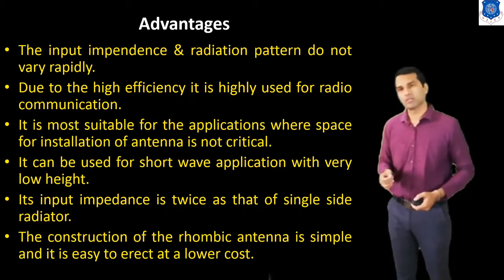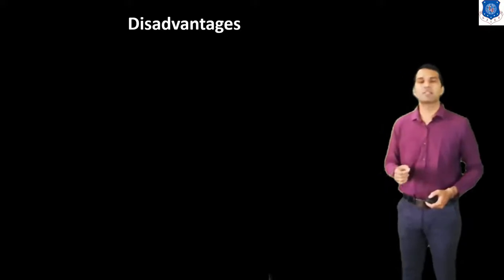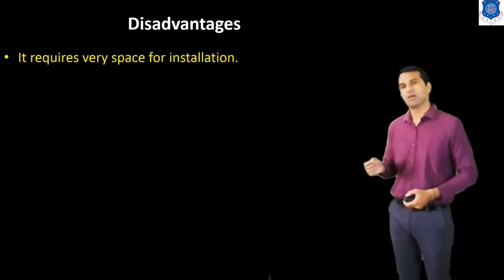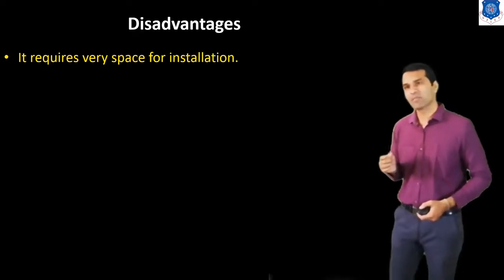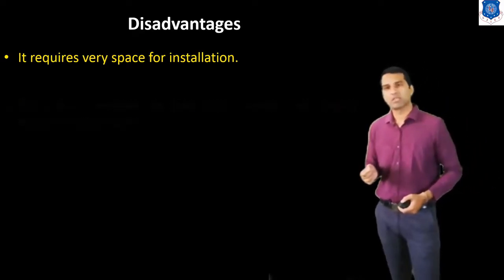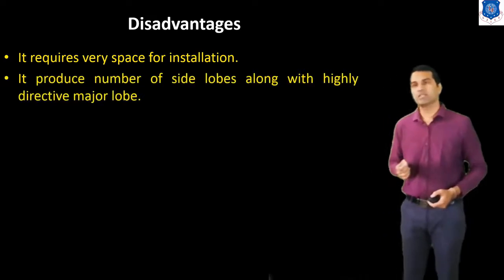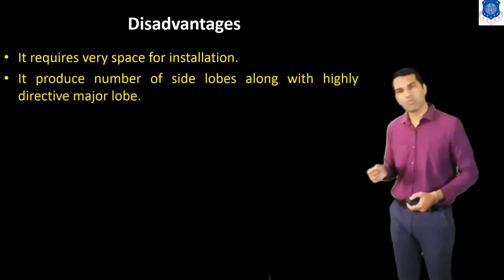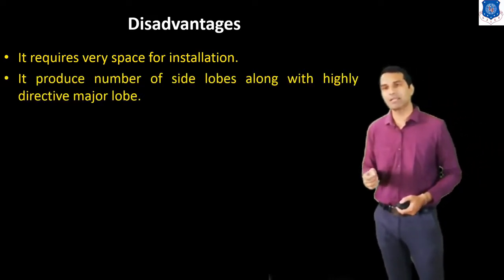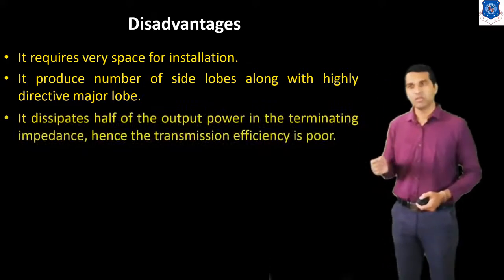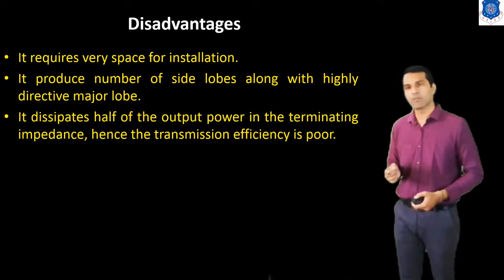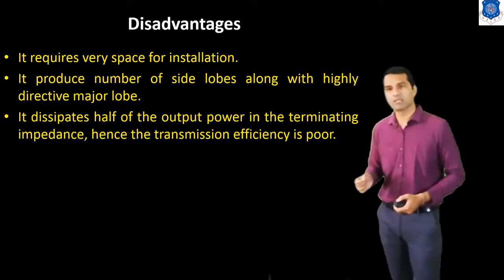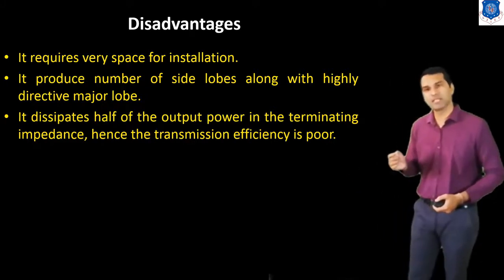Now we discuss some disadvantages of this antenna. The first disadvantage is that it requires a lot of space for installation. The second is that it produces a number of side lobes along with the highly directive major lobe. The third is that it dissipates half of the output power in the terminating impedance, hence the transmission efficiency is poor.